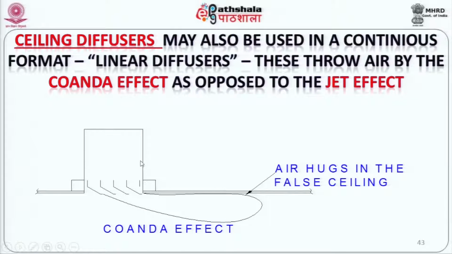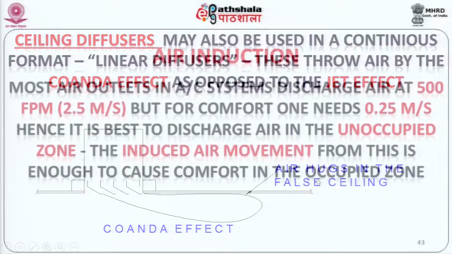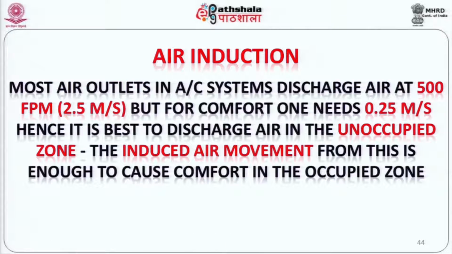A sidewall linear diffuser generally discharges air parallel to the ceiling, as I said. Obviously, straight away it is higher than the person who's in the occupied area, and you can notice that it hugs the ceiling and goes. So this is what is called the Coanda effect, unlike the sidewall, which creates a jet and generally creates a draft. Whether it is the ceiling grill or the diffuser, most of the air outlets discharge air at 500 feet per minute. That is roughly 2.5 meters per second.